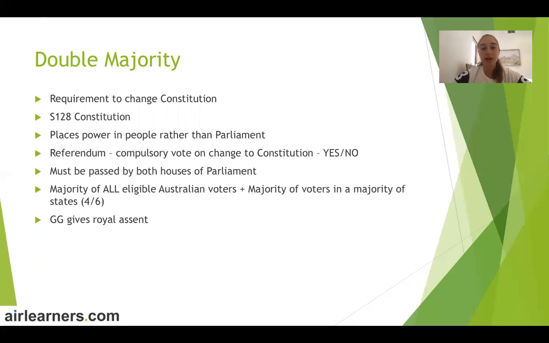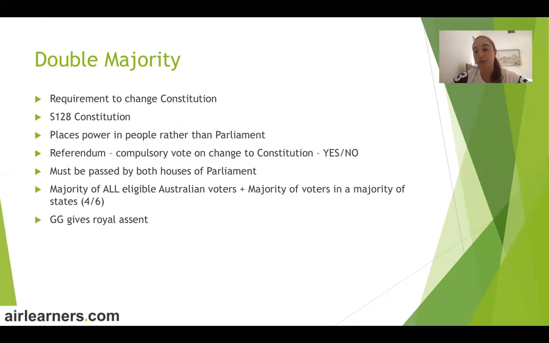Finally, the double majority is the requirement to change the Constitution, and it's outlined in Section 128 of the Constitution. The double majority places power in the people rather than Parliament. And so in order to change the Constitution, either remove something from the Constitution, modify a section of the Constitution, or add something to the Constitution, we must have a referendum, which is a compulsory vote where every eligible voter in Australia will vote yes or no to a proposed question.